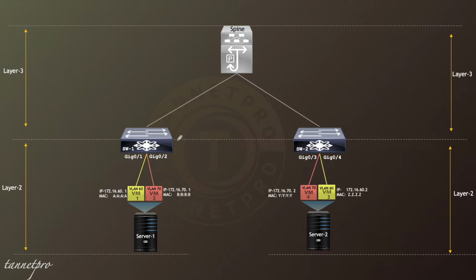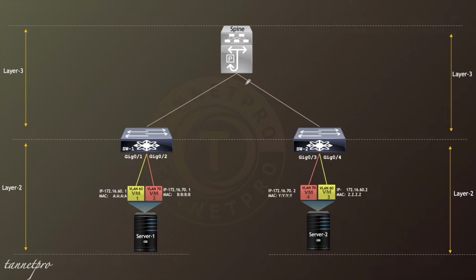Here in VXLAN, the trunk link will be eliminated, right? There is no direct trunk link. Only the leaf-spine architecture will be introduced in the data center, where your spine will be connected to the leaf, right? You can see there is no direct connection within the leaf. Even if you have two spine switches, in that case also there would be no direct connections, spine to spine, or leaf switch to leaf switch.